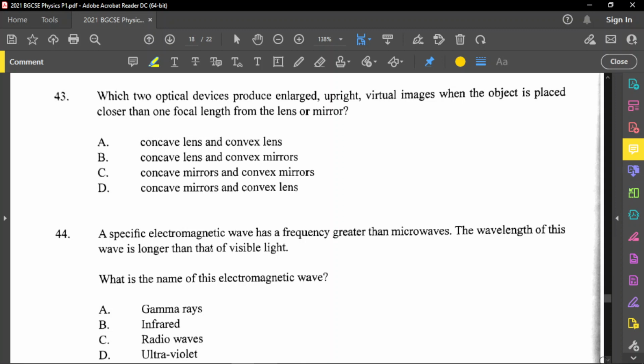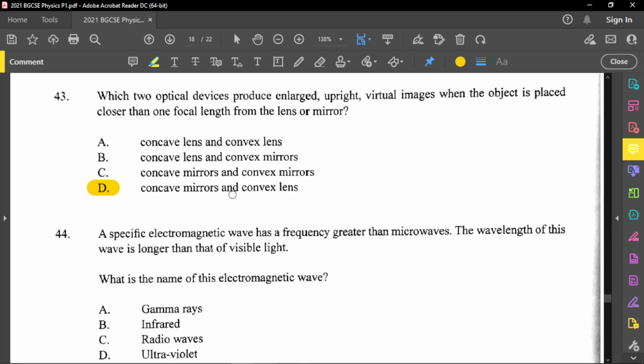So for sure now we know that A and B are out. And if we look at lenses, for a convex lens, we know that again the image will be enlarged, upright and virtual. So yes, 43D will be our correct answer.